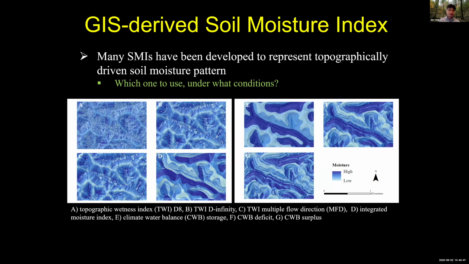There are a lot of soil moisture indices, and the most widely used one is the TWI, which is the one that I showed you earlier in the research where we look at the response to water availability. We look at not only the TWI, which itself has different algorithms to calculate, but also the integrated moisture index, and then climate water balance, storage, deficit, and surplus. Those are the ones the literature has used for quantifying soil moisture.